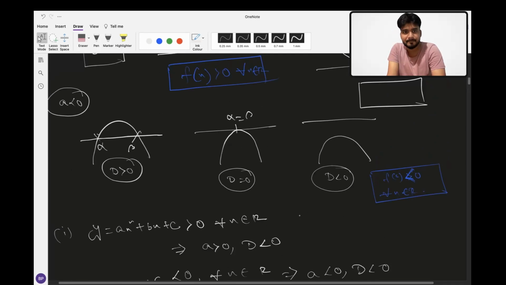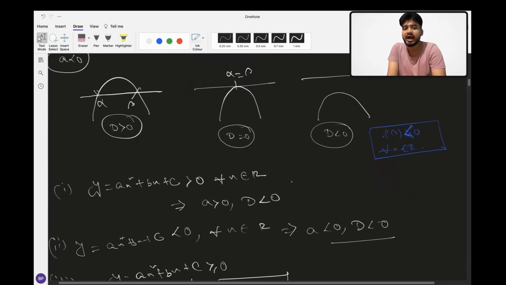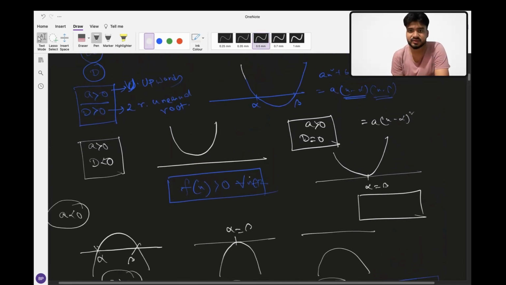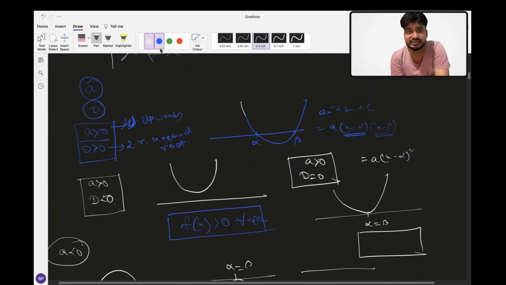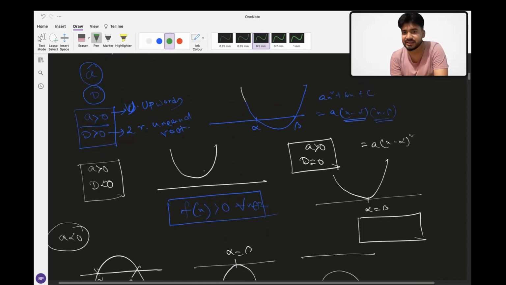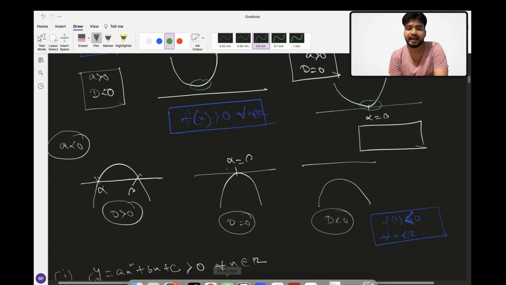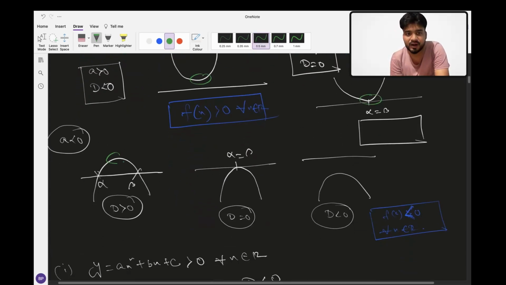Okay, now I want to mention some more important points. If you understand very carefully here, when a is positive, the curve is open upwards. That means it has some minimum value at some point. I don't know what the minimum value is, but at some point it has some minimum value. And when the curve is open downwards, it has some maximum value.